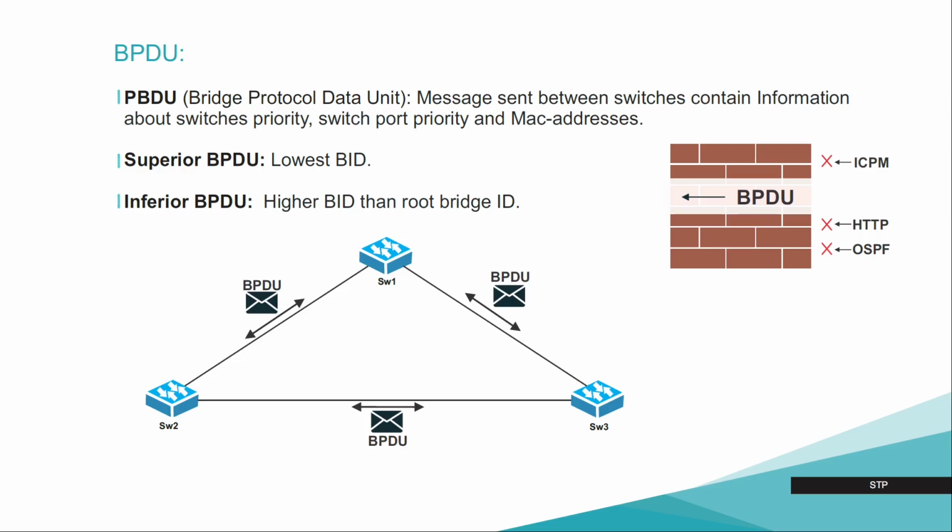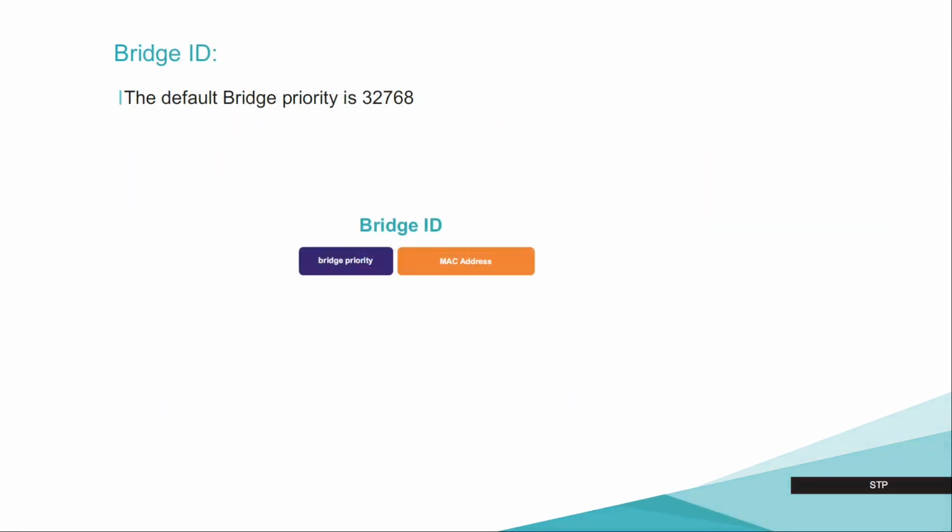And there is also the inferior BPDU. Inferior BPDU has a higher bridge ID than the root bridge. So what is the bridge ID? Bridge ID consists of two components.